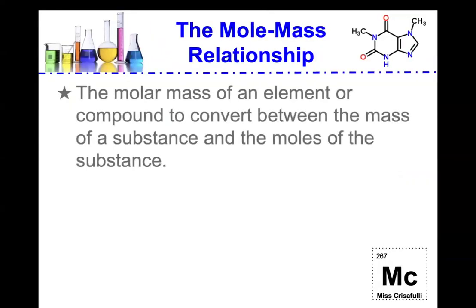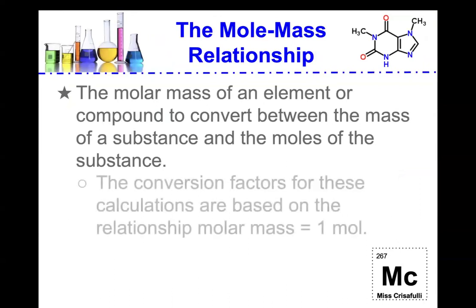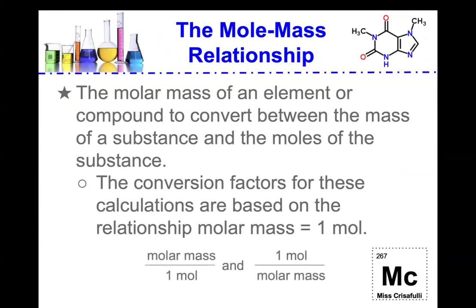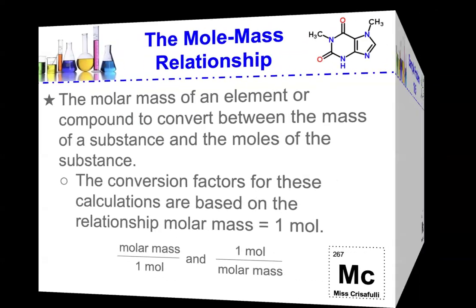So the mole mass relationship uses the molar mass of an element or compound to convert between the mass of a substance and the moles of the substance. This is what we mean when we say the mole mass relationship. The conversion factors for these calculations are based on the relationship that a molar mass will equal 1 mole. So we have the molar mass to 1 mole and 1 mole to the molar mass, and that is what our conversion factors will be.